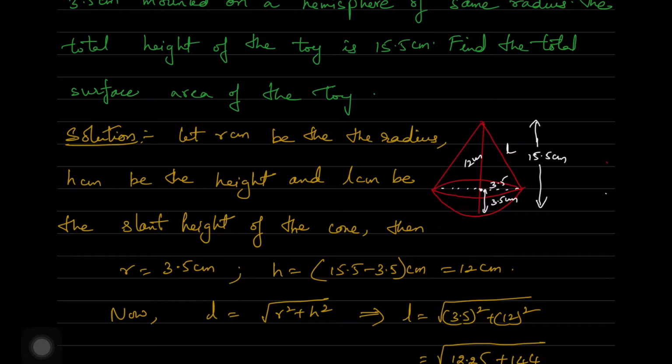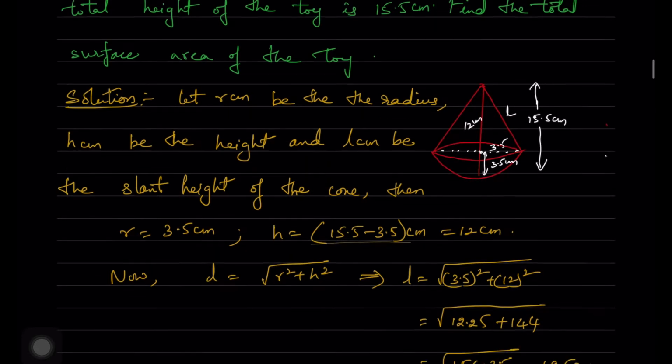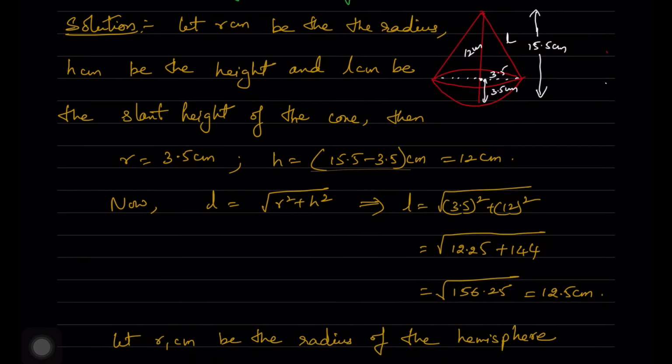L is equal to root of r square plus h square, so L is equal to under root of 3.5 whole square plus 12 whole square. So now this is equal to 12.25 plus 144, under root 156.25, which is 12.5 centimeters. This is the slant height.